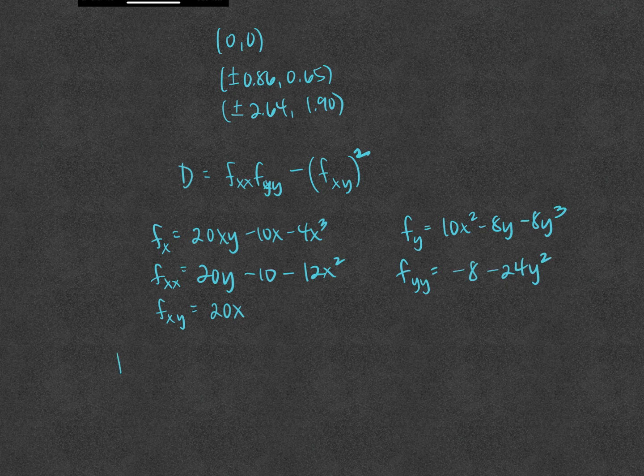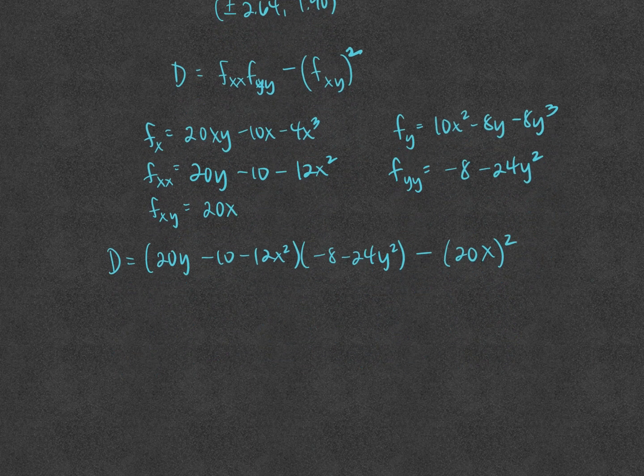All right, so let's talk about D. That's a mess. So we have f_xx, f_yy: 20y minus 10 minus 12x squared, and the second partial derivative with respect to y would be negative 8 minus 24y squared, minus, and here we have 20x quantity squared.